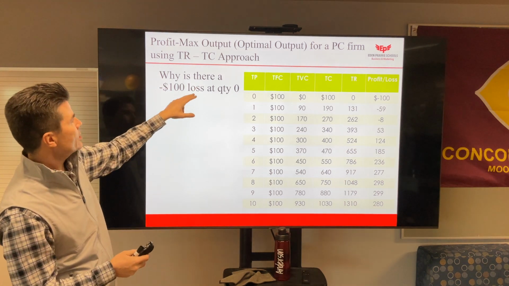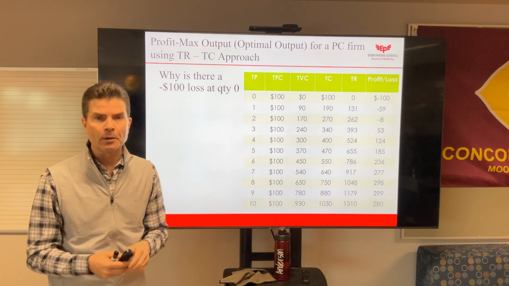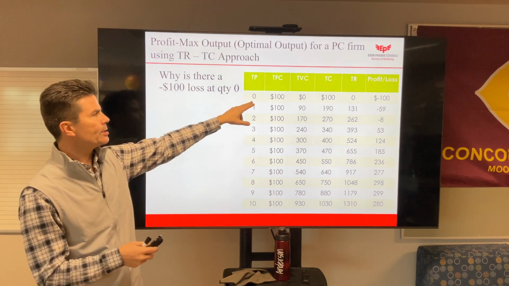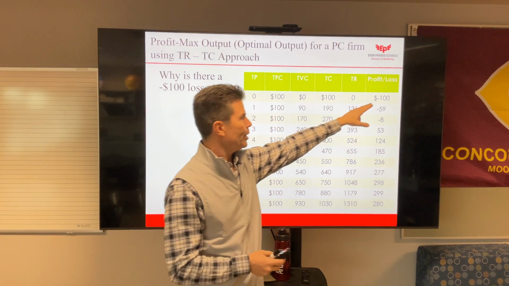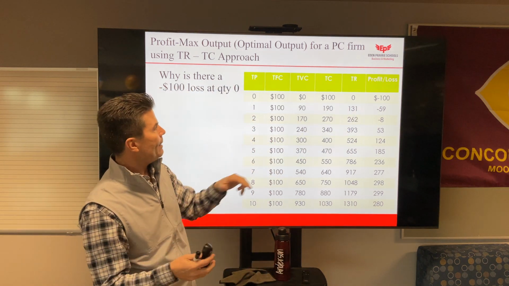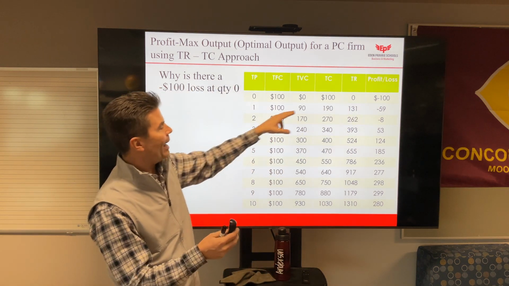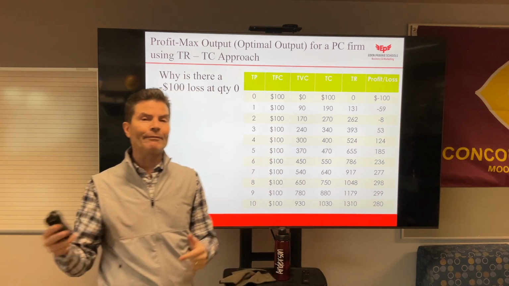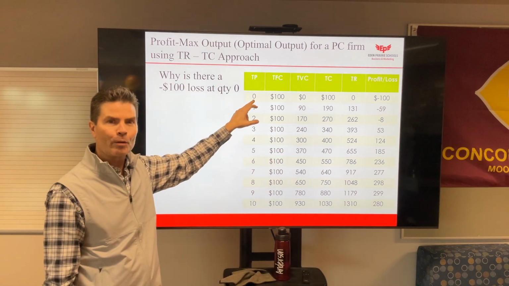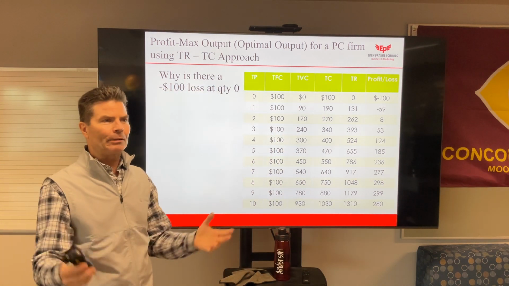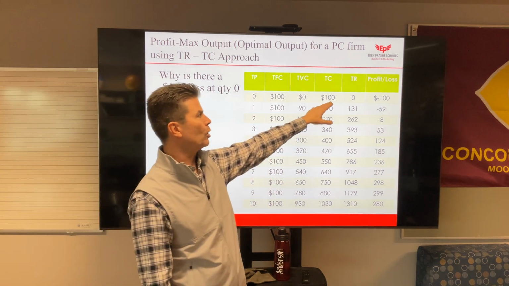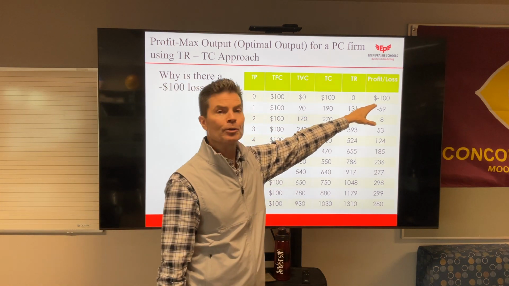Why is there a loss of $100 at a quantity of 0? Right? So if you look at a quantity of 0, there is a loss over here of $100. And why is that? Well, because I don't have any revenue. And the reason I don't have any revenue is I'm not selling anything or making anything. And so if I'm not selling anything, my revenue is 0. And if I have a total cost of $100, that's why I'm losing $100.